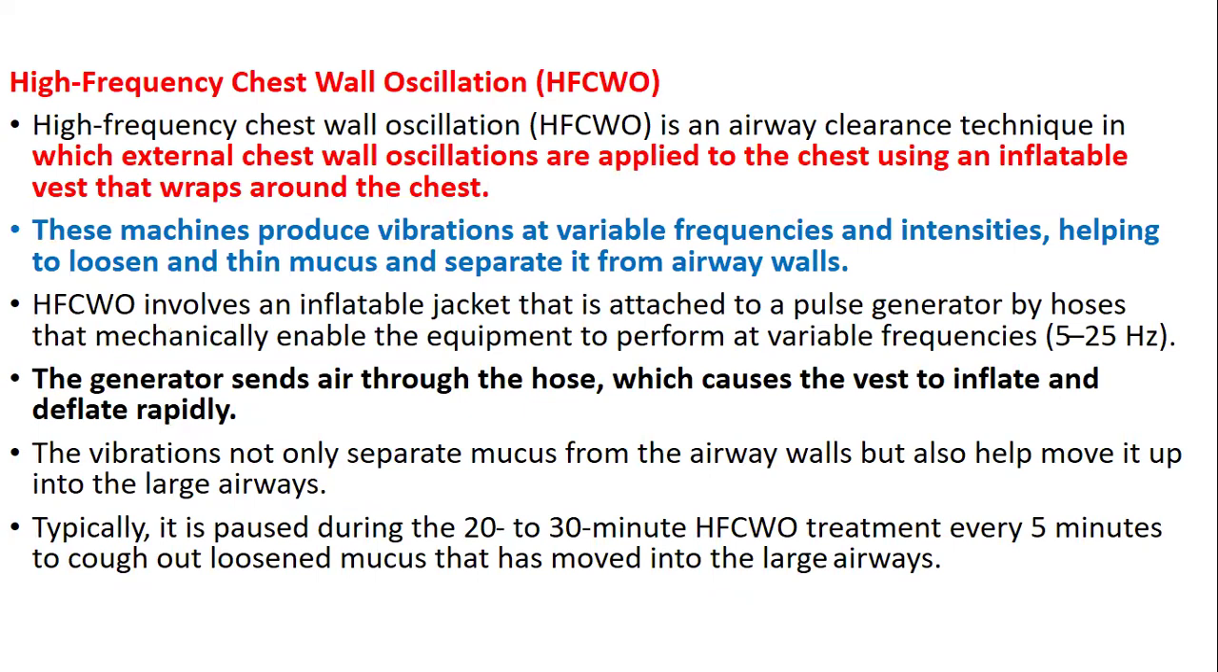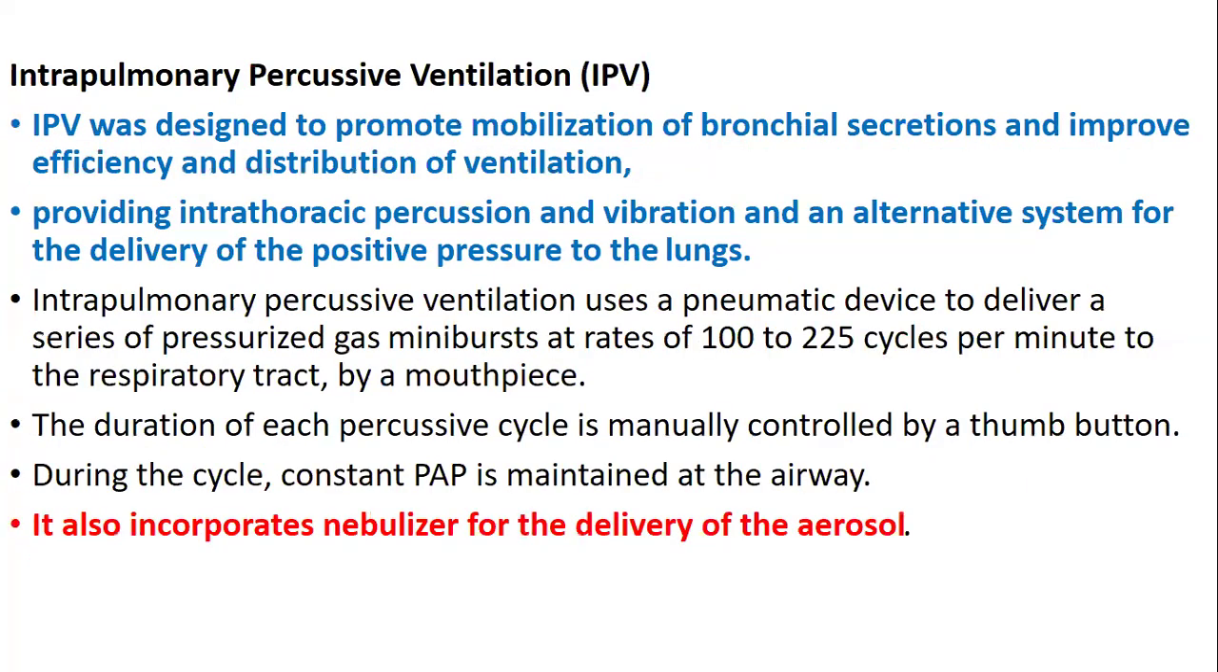Others are known as high frequency chest wall oscillation, okay, in which an external chest wall oscillation is applied to the chest using an inflatable vest that wraps around the chest. These machines produce vibrations at variable frequencies and intensities, helping to loosen and thin mucus and separate it from the airways. So it is actually what we have already discussed. They are just different applications and coming in differently. So each one of them has a different way of doing it.